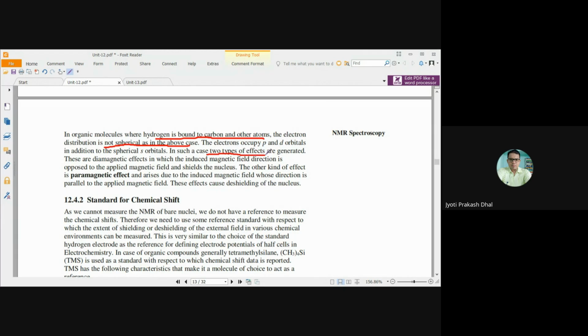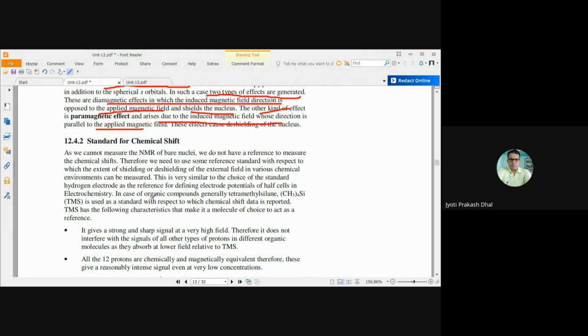In this case, two types of effects are generated. There is a diamagnetic effect, in which the induced magnetic field direction is opposed to the applied magnetic field and shields the nucleus. The other kind of effect is the paramagnetic effect, which arises due to an induced magnetic field whose direction is parallel to the applied magnetic field. In that case, a de-shielding effect is there.